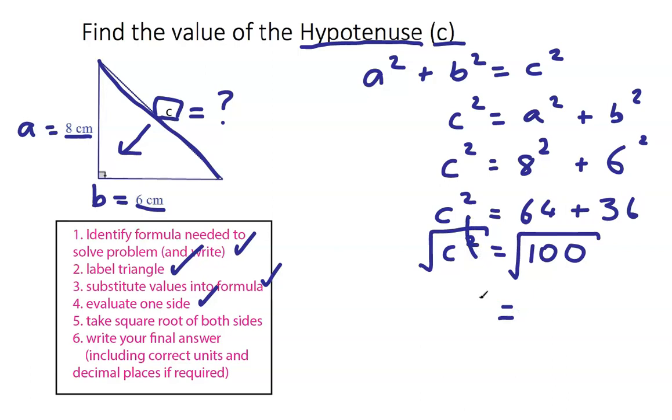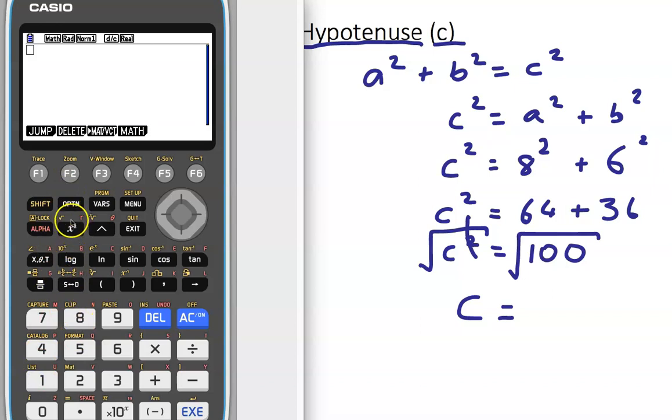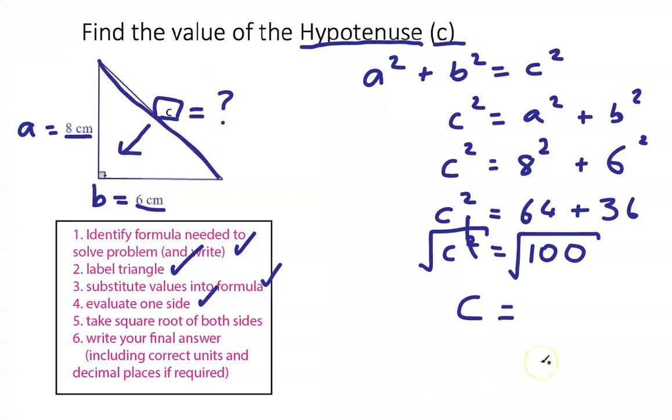So square root squared cancel out and we get c equals the square root of 100. We use our calculator and we can find the square root, shift square root of 100 equals 10. So we go down here and we have 10. Right, so we've taken the square root of both sides and we've written our final answer.